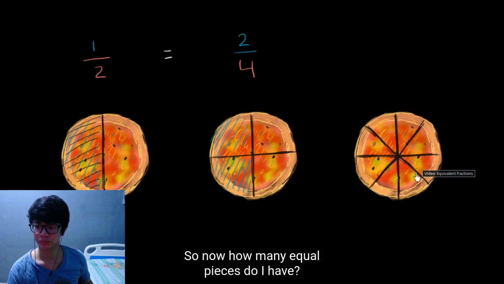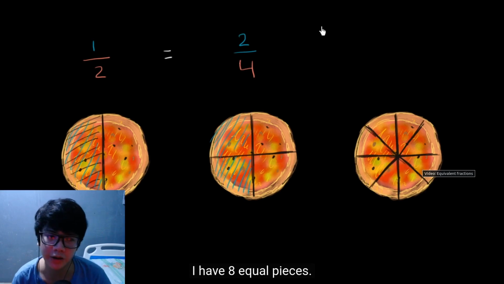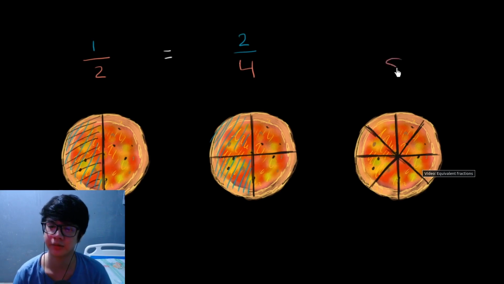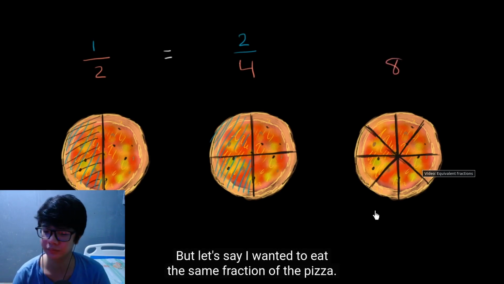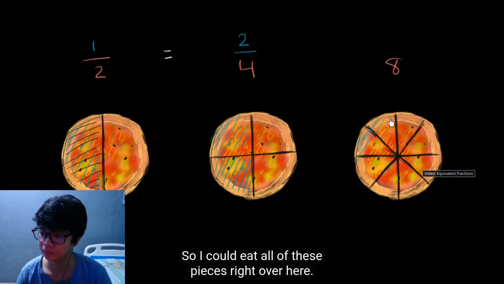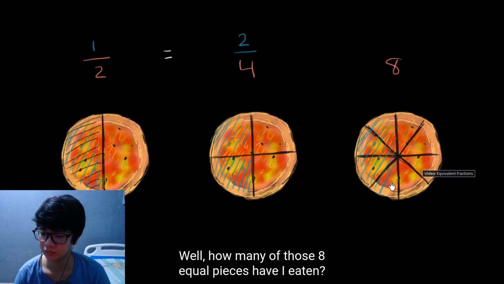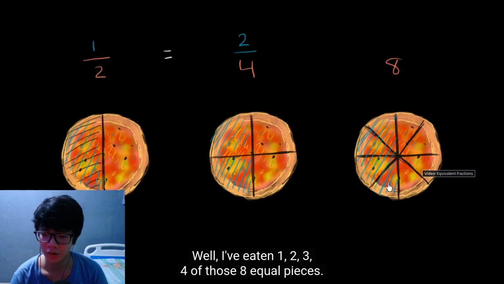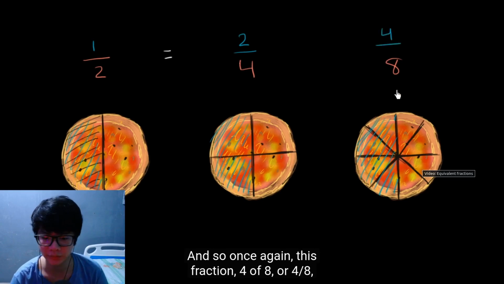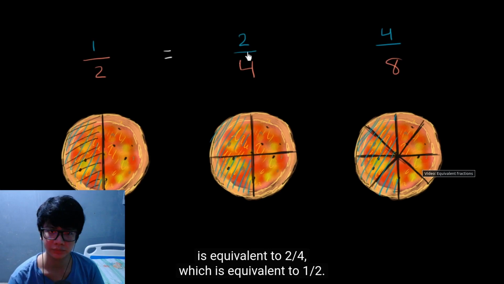So now how many equal pieces do I have? I have 8 equal pieces. But let's say I wanted to eat the same fraction of the pizza. So I could eat all of these pieces right over here. Well, how many of those 8 equal pieces have I eaten? Well, I've eaten 1, 2, 3, 4 of those 8 equal pieces. And so once again, this fraction, 4 of 8, or 4/8, is equivalent to 2/4, which is equivalent to 1/2.